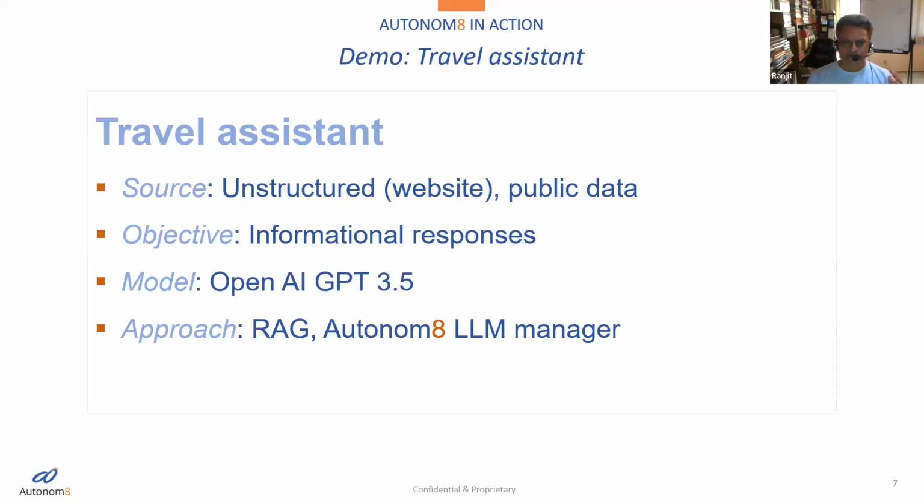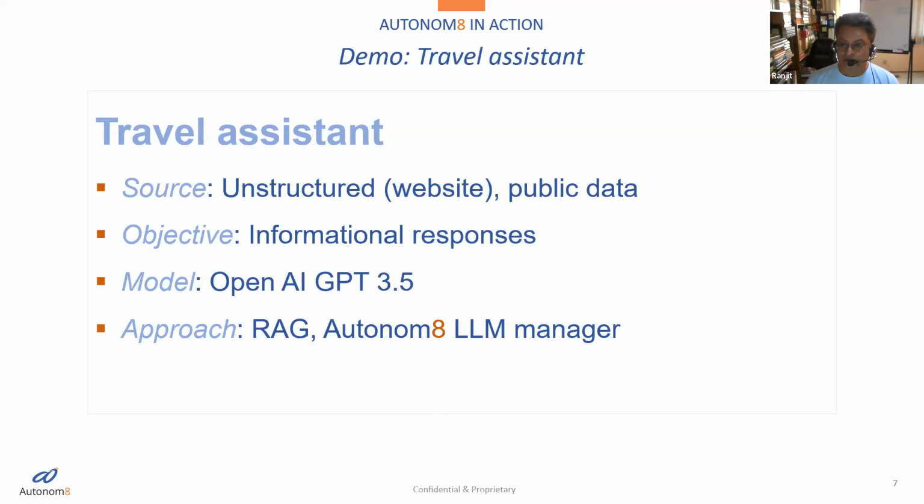And the first one I'm going to start with is called the Travel Assistant. The Travel Assistant looks at a collection of unstructured data. For this demo, we have actually used the data from the website Lonely Planet. Lonely Planet has about 300,000 pages on the web. And as you know, this is unstructured data, but it is public data. The objective of this travel assistant is to give informational responses to people who are searching for travel information.